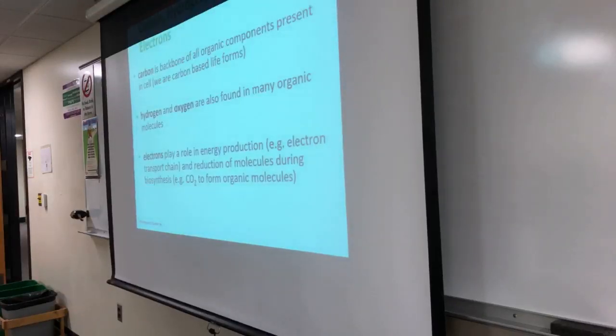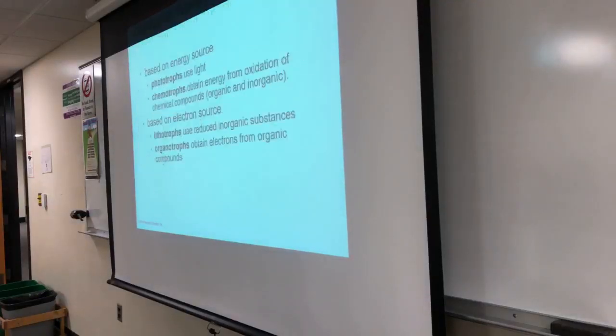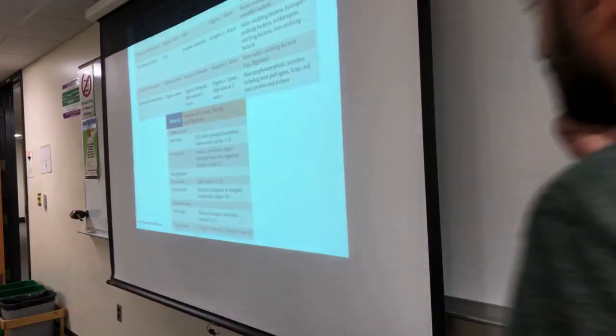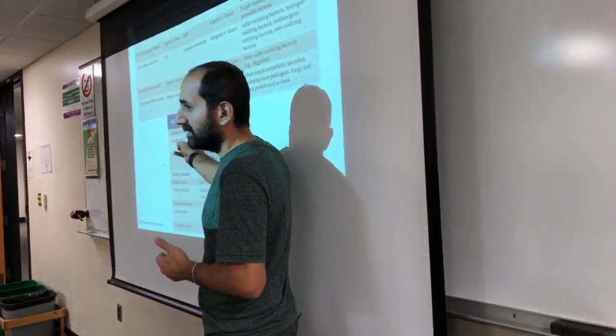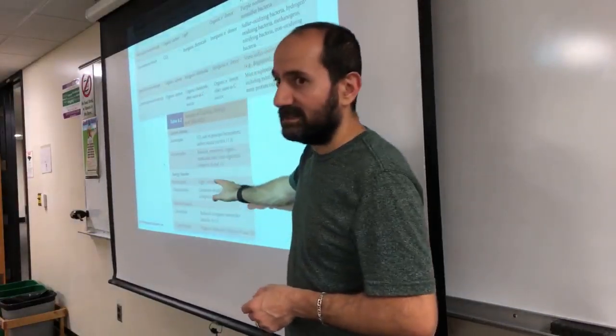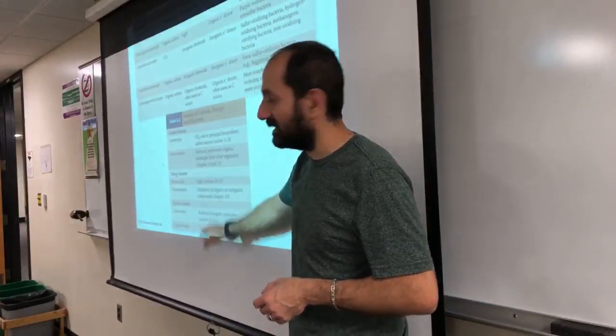Now, do you remember we need to figure out sources of carbon, hydrogen, oxygen, and electrons for these creatures, and energy for these creatures? In fact, that's how they get these convoluted three-part names. So what I would do is learn this table here. The difference between an autotroph and a heterotroph tells you where a creature gets its carbon from. The difference between a phototroph and a chemotroph is where it gets its energy. And the difference between a lithotroph and an organotroph is where it gets its electrons.